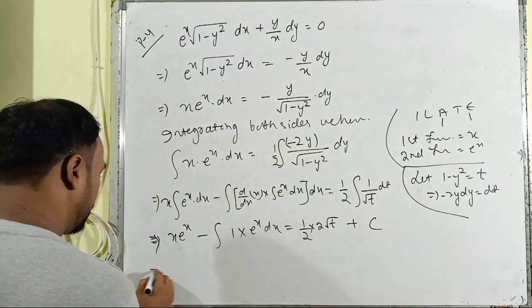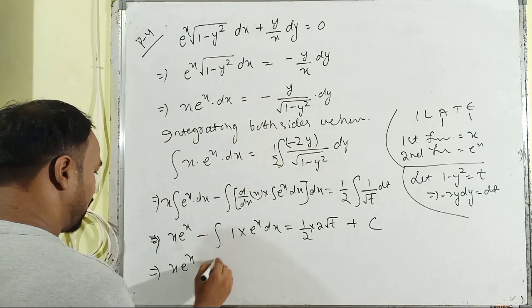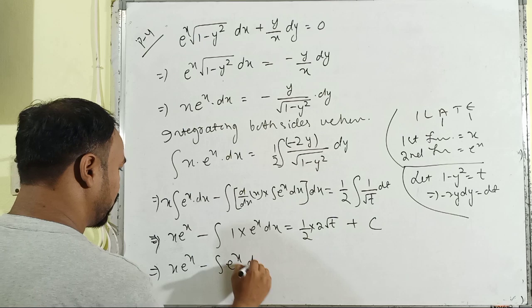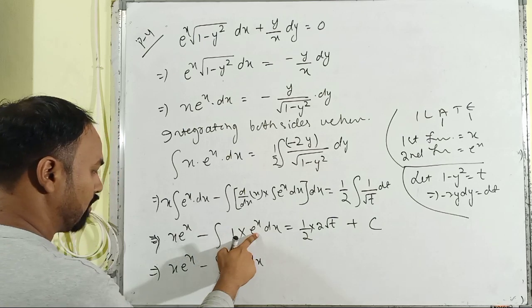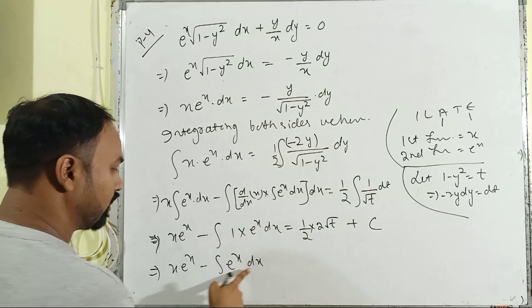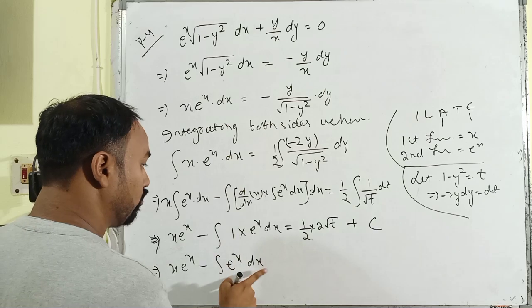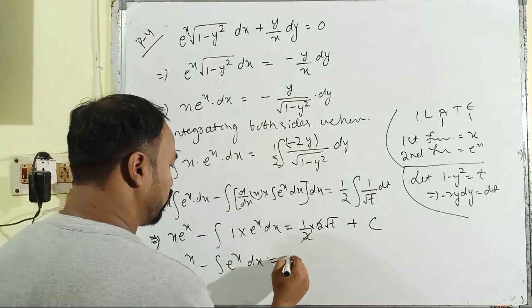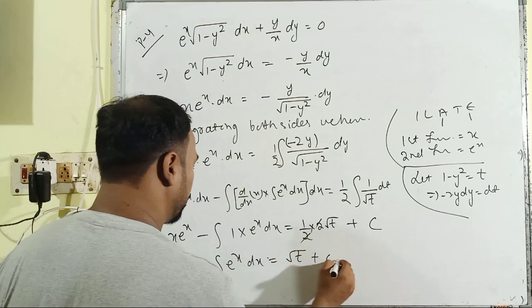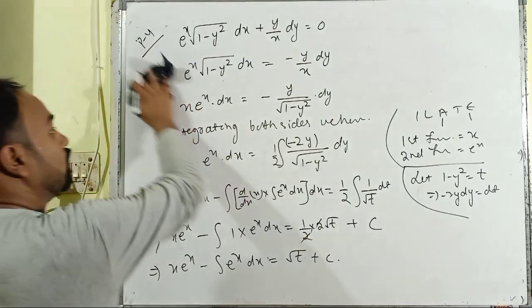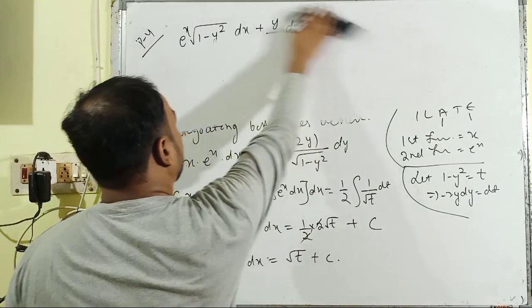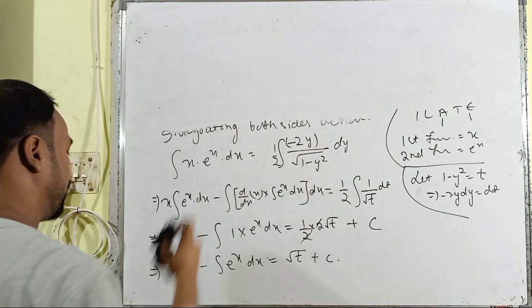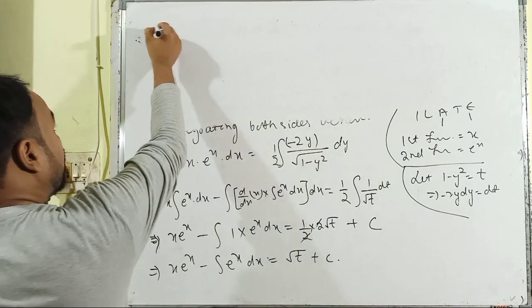x e to the power x minus the integral of e to the power x with respect to x, because 1 multiplied with e to the power x, it is e to the power x and its integral with respect to x. Then cancelling both 2's here, we can have root t plus c, and then just some of the simplification are there.